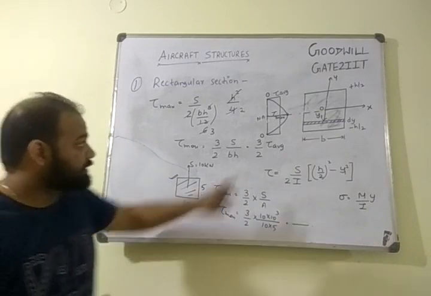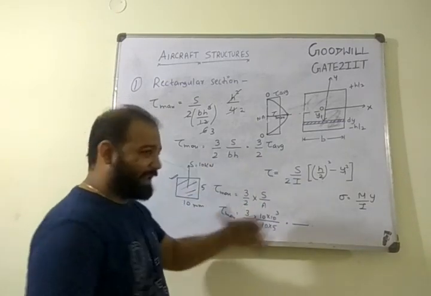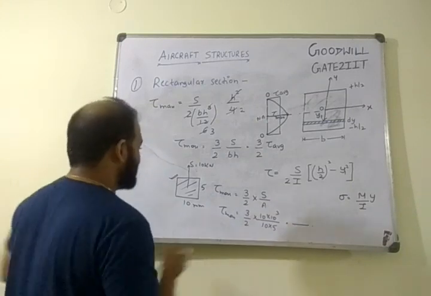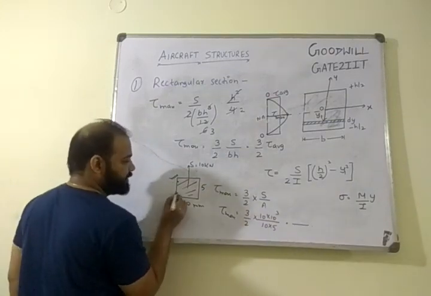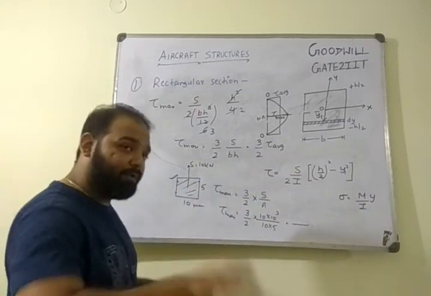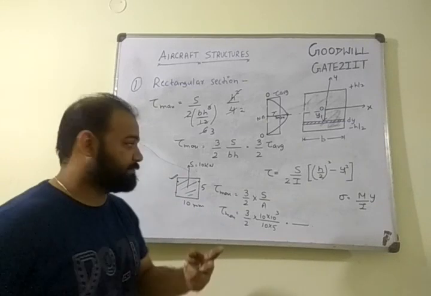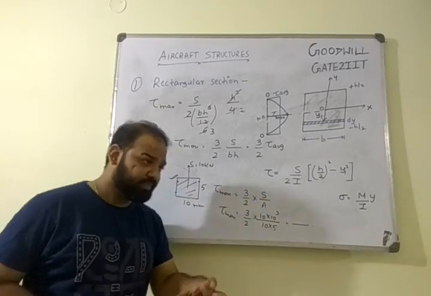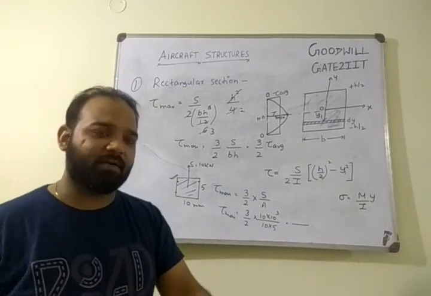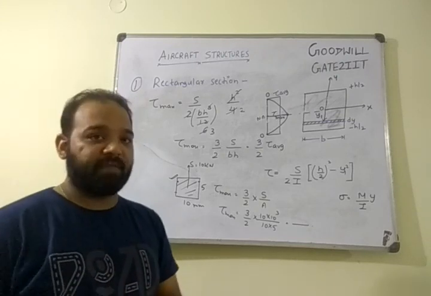But keep one thing in mind: 3 by 2 into tau average can only be used for calculating tau max. If they ask, tell me what is the stress here, or here, you cannot use this formula. It will give you the maximum value, and we know the maximum value is at the center. So there are two ways of asking this in your exams. What is the maximum value of shear stress acting in the cross section? Or what is the value of shear stress acting at the neutral axis? Both are one and the same thing.